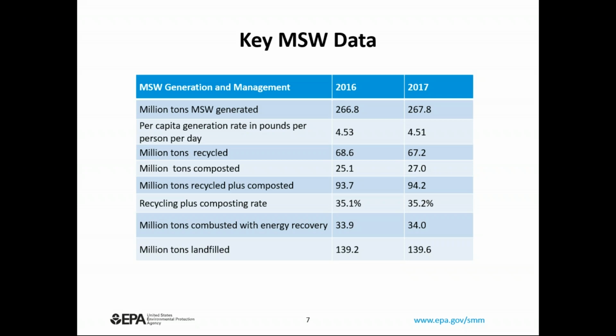And then finally, the million tons combusted with energy recovery has gone up slightly from 33.9% to 34%, and million tons landfilled also has gone up slightly from 139.2 to 139.6. Sorry, these are all in million tons.